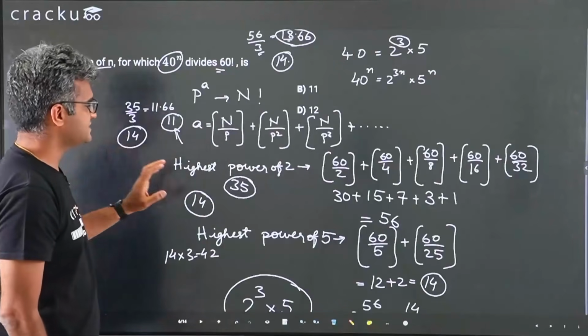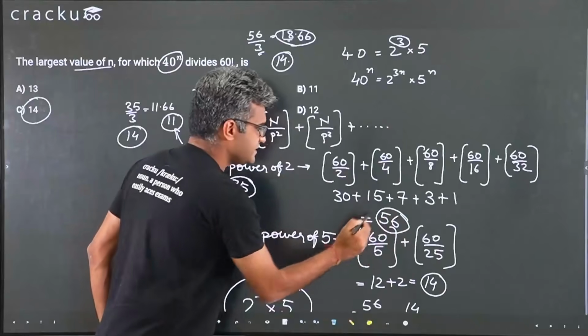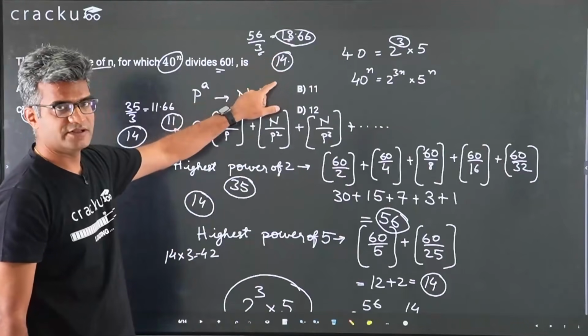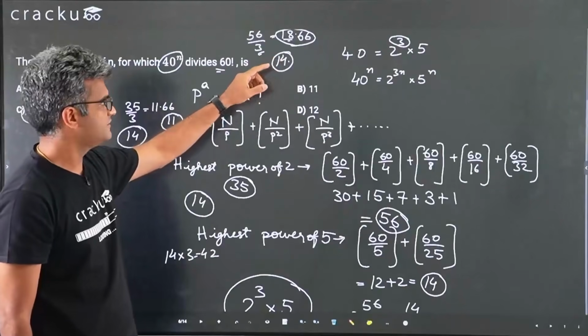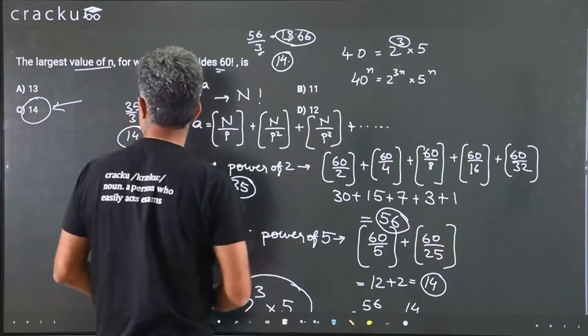But in this particular question, the power of 2 is 56. 56 divided by 3 is 18.66. That is greater than 14. We have to pick the lowest amongst the two, which is 14. So the answer for this question will be option C, which is 14.